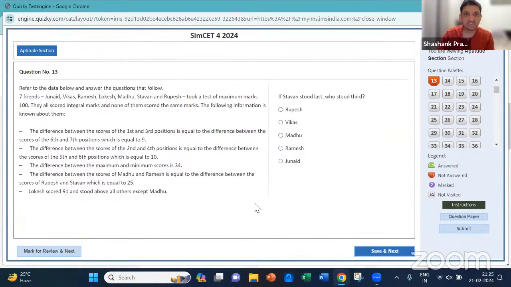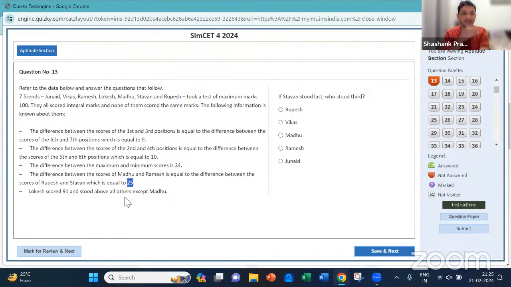If Stavan stood last, who stood third? Okay. Scores of Rupesh and Stavan, which is 25. So minimum maximum is 34. Sixth and seventh have a gap of 9, so this should be a gap of 25. Right. Between sixth and highest there should be a gap of 25. Okay, Steven stood last. Yeah. So Rupesh has to be sixth. No, sixth also should not be. Rupesh has to be second, I believe.